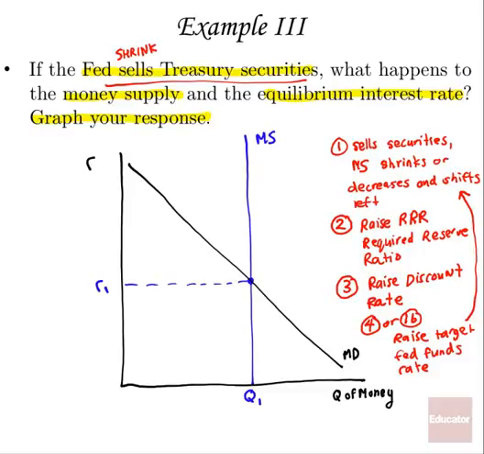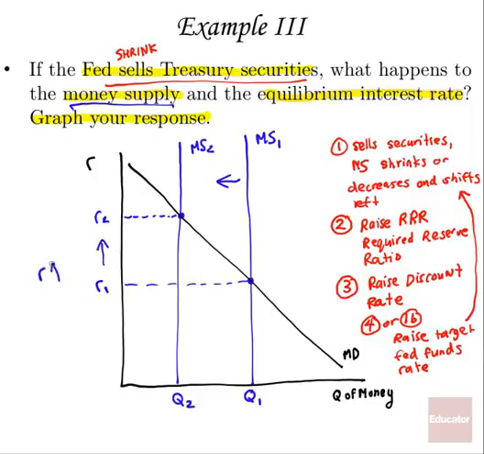So what's going to happen here? The money supply is going to shift to the left, so let's label this MS1, and this is going to be MS2. And so the quantity of money actually decreases here. The money supply curve shifts to the left, and interest rates increase as a result.